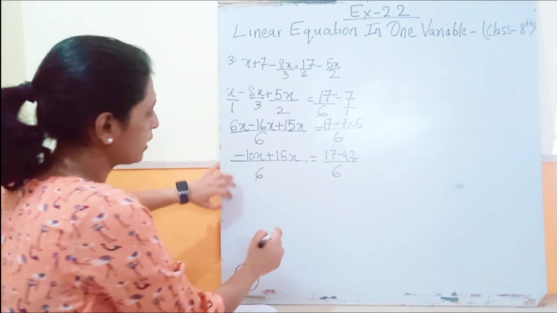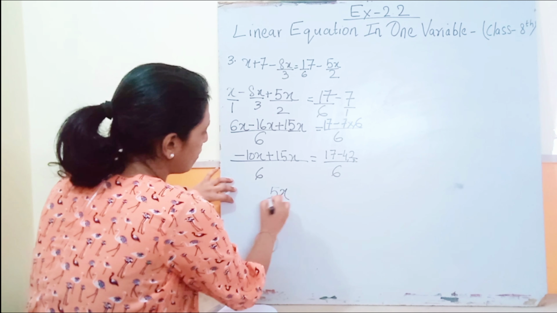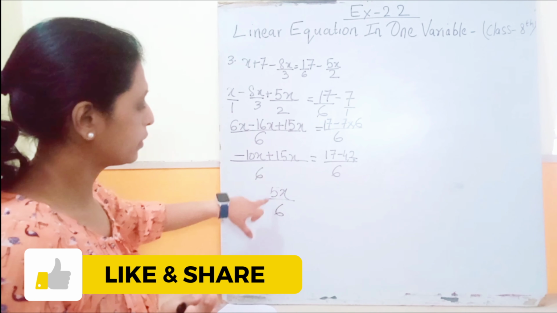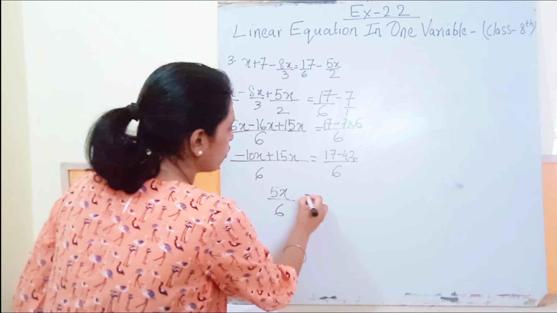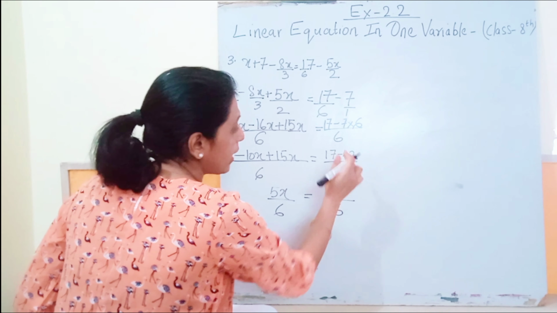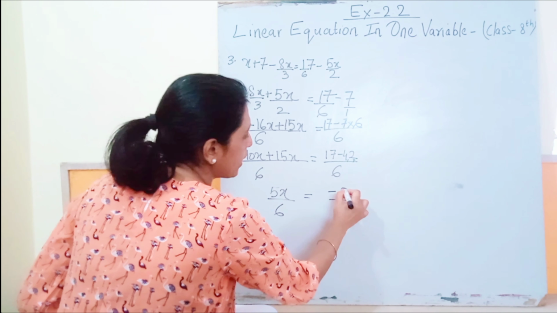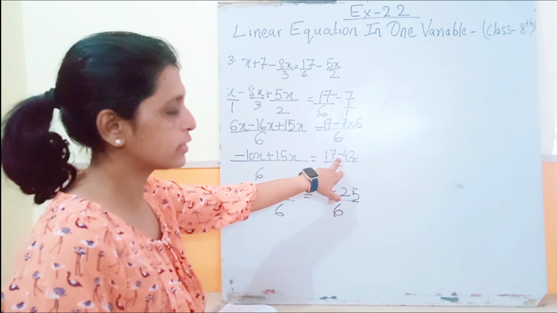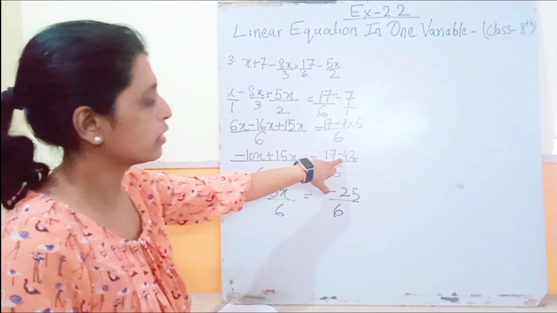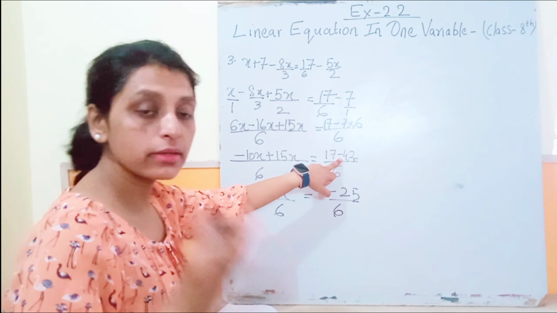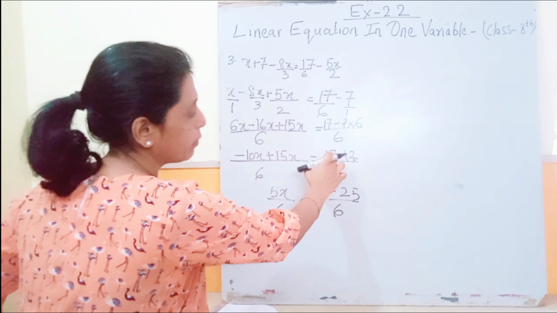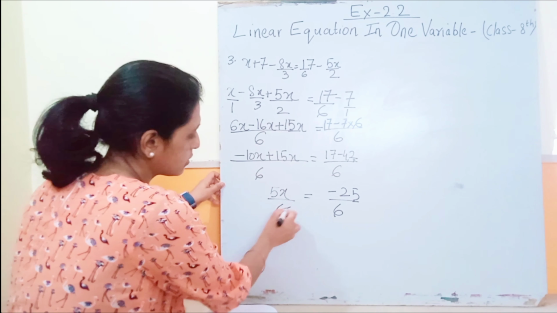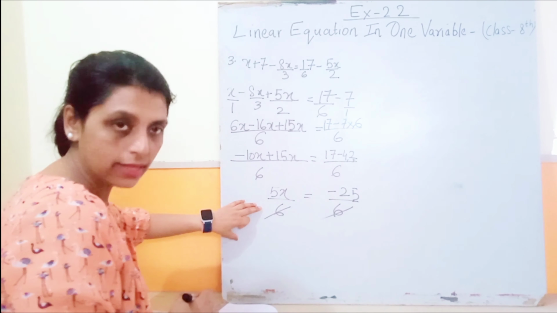Minus 10x plus 15x will be 5x upon 6, because minus and plus is minus, but the sign will be of the bigger number. Is equal to 17 minus 42, which is minus 25. Why? Because one integer is positive and another is negative, and plus minus is minus, but the sign will be of the bigger number. So the bigger number is 42 and it has a minus sign here. And this 6 ones are 6, this 6 will get cancelled in the denominator.